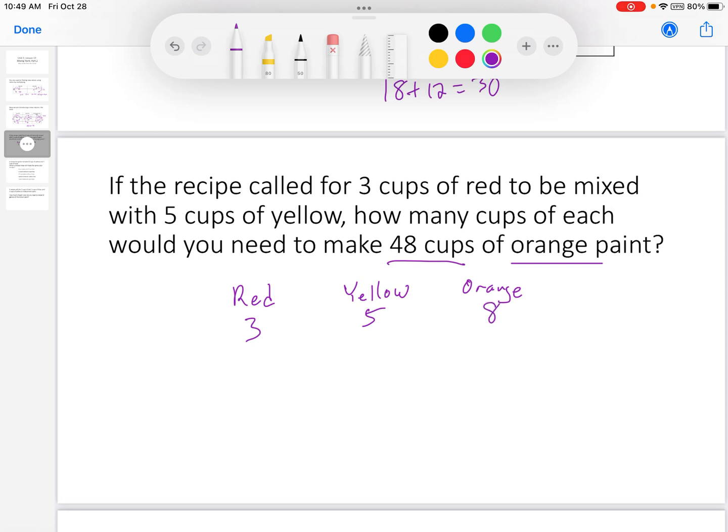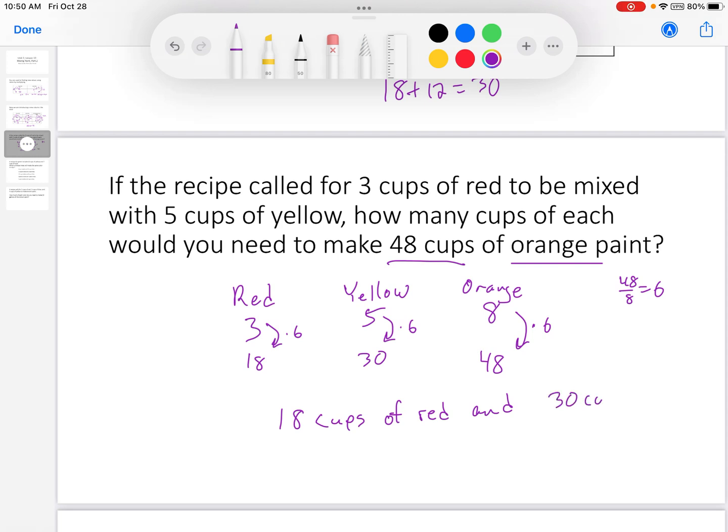3 plus 5 will make 8 cups of orange. But we want 48 cups of orange, so 8 times what is 48? Well, 48 divided by 8 is 6, so we are multiplying by 6. 5 times 6 is 30. 3 times 6 is 18. You will need 18 cups of red and 30 cups of yellow. And notice 18 plus 30 equals 48 cups of orange.